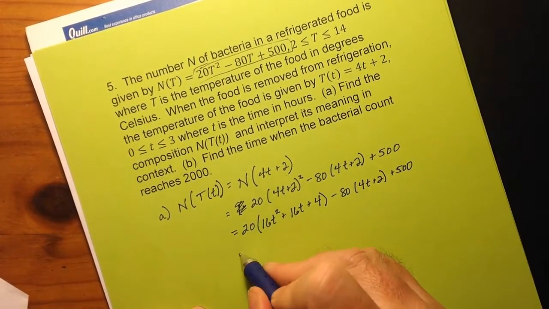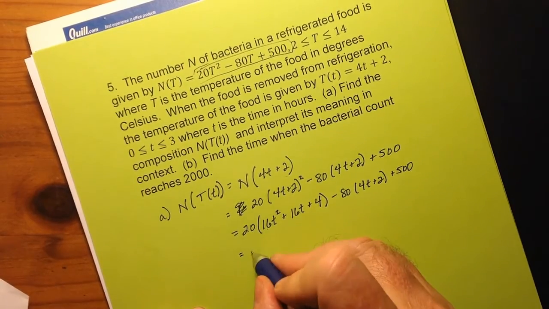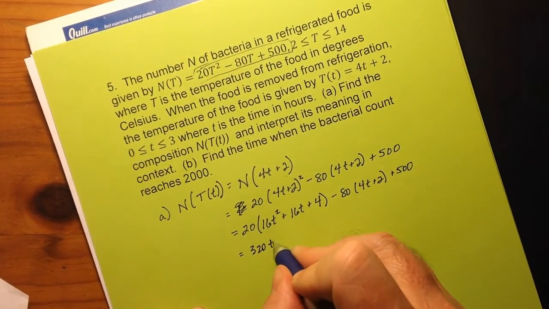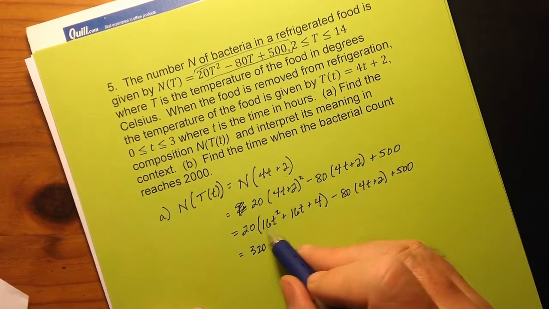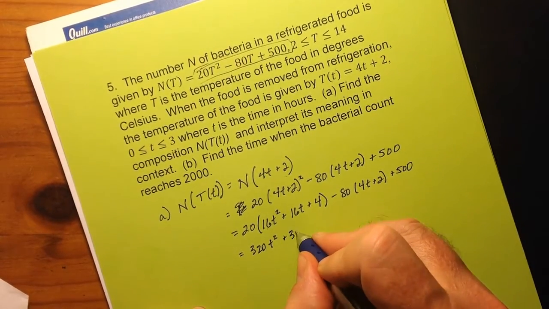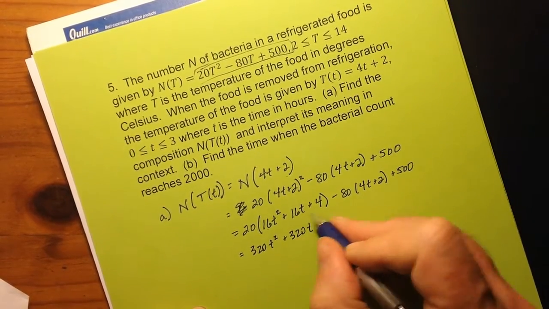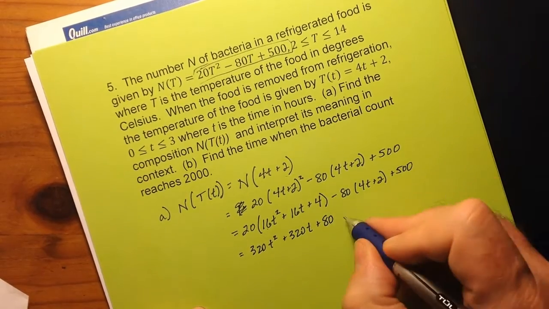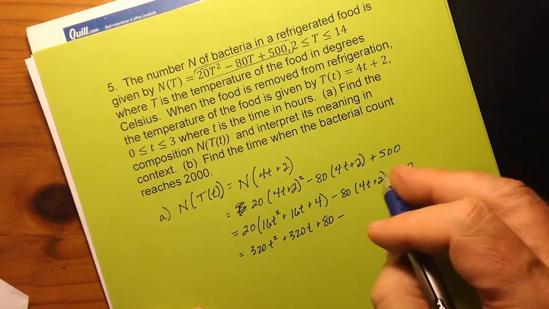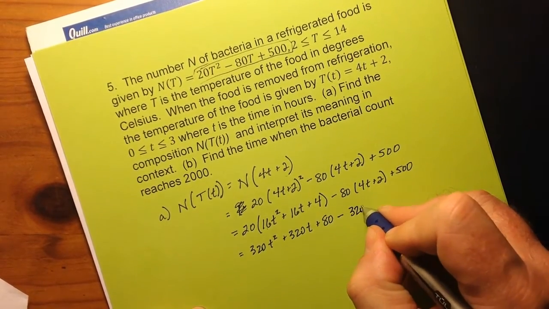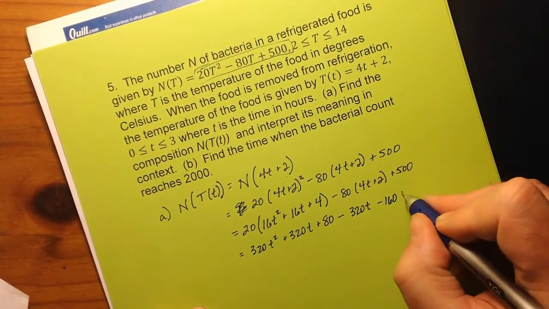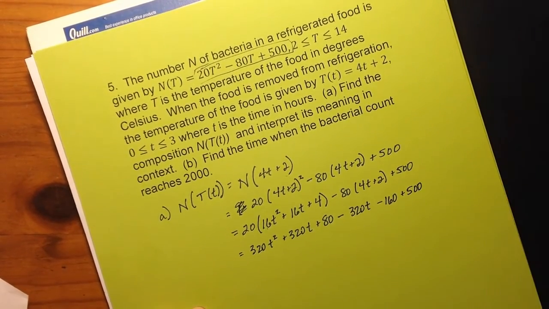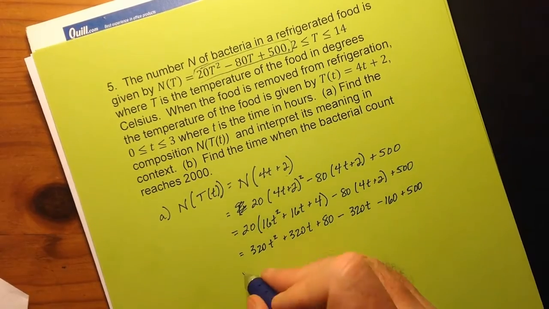Now I'm going to distribute. 20 times 16 is 320t squared. Is that right? I think that's right. 20 times 16 is 320t. 20 times 4 is 80. Minus 80 times 4 is 320t. 80 times 2 is 160. Plus 500. We're going to gather like terms.